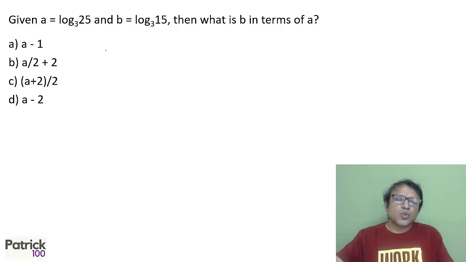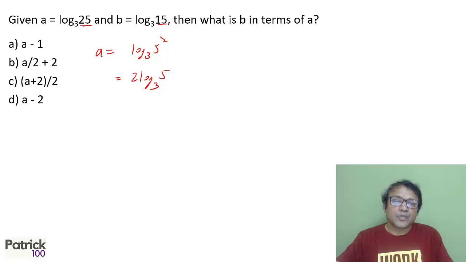Log. So one way I can maybe do is 25. Here also 5 3s are 15. So I'll try to find log 5. So A is equal to log to the base 3 of 5 square, or 2 log of 5 to the base 3. That is A. I need to substitute in B because I want B in terms of A.